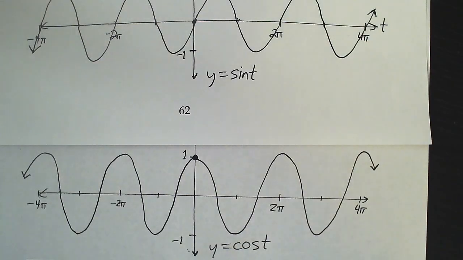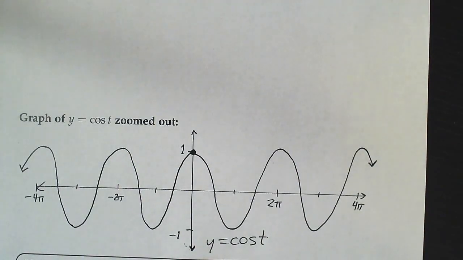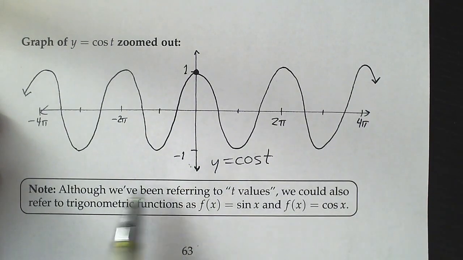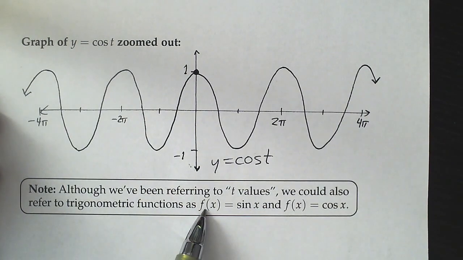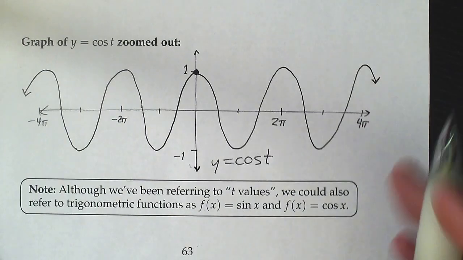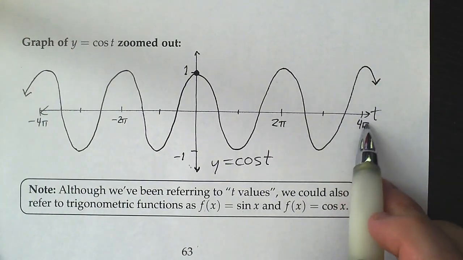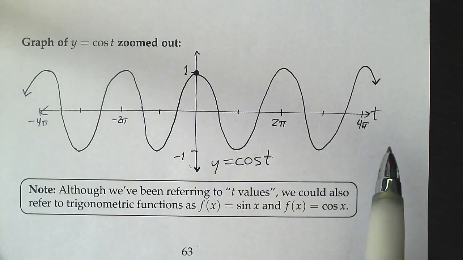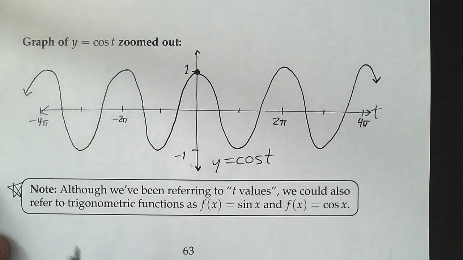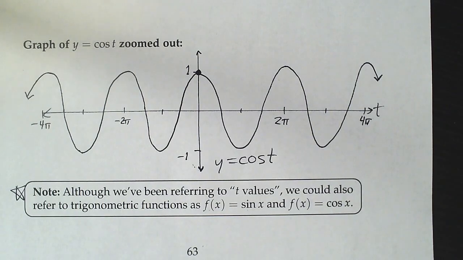So at the bottom of this page, I think we have a note. Let's see what this says. It says we've been referring to t values, but we could also refer to trig functions as f of x. I mean, that's what we do in math a lot when we talk about functions, is we want them to be f of x. So we could do that for sine, cosine, and then, is this a t-axis or do we want to call this an x-axis, right? So it's just a different way of labeling it. It doesn't fundamentally change anything. It's just how it's labeled. So let's look at the next page.